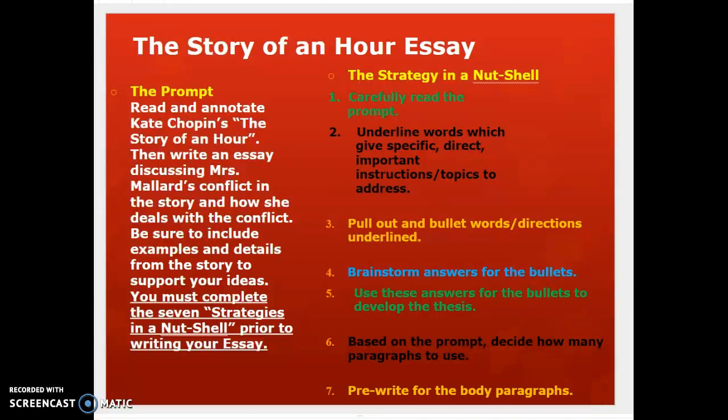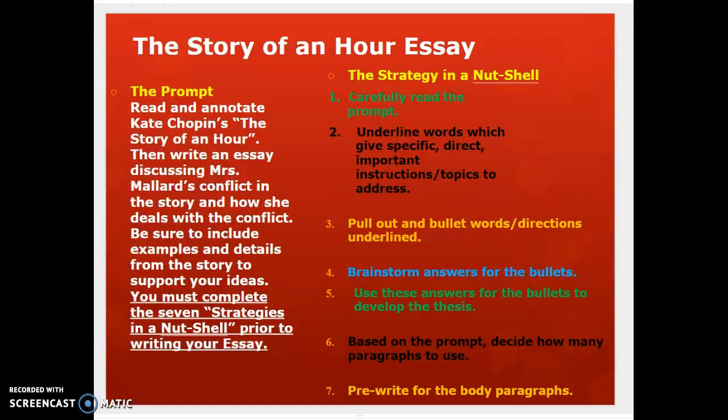In this situation, I think you'll probably know most of the words, but if there are any words you're unfamiliar with, you should look them up. Secondly, you want to underline the words which give specific, direct, or important instructions or topics to address.